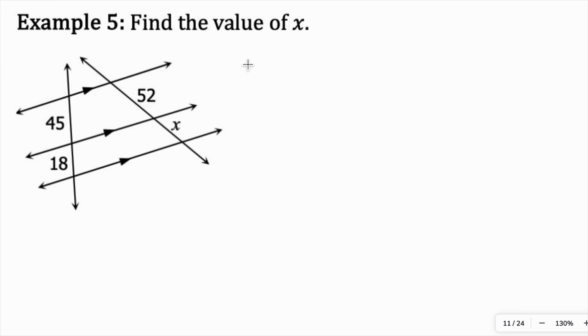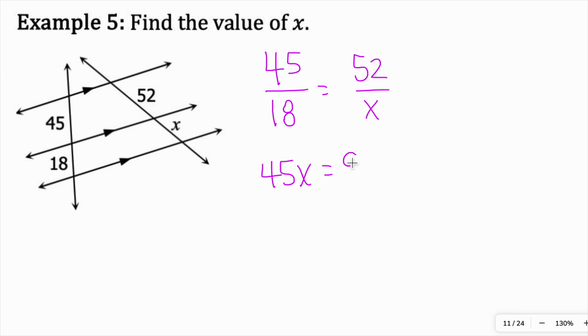So we have example 5, finding the value of x. We can see that these are 3 parallel lines, which means 45 to 18 is the same proportionality as 52 over x. So I'd cross multiply to get 45x is equal to 936, and divide by 45, I'm going to get 20.8.